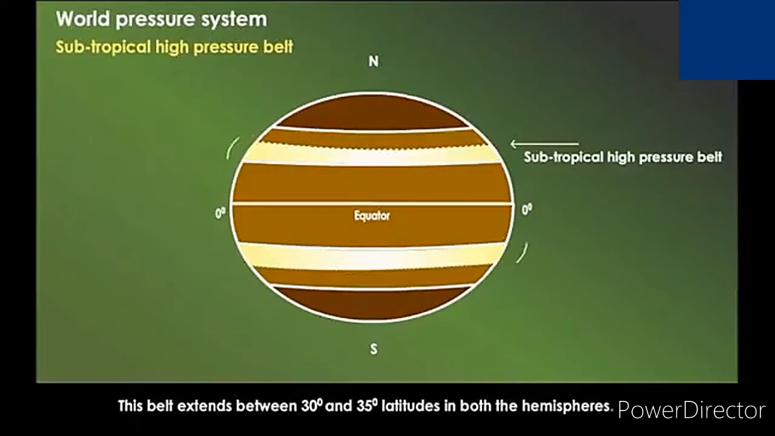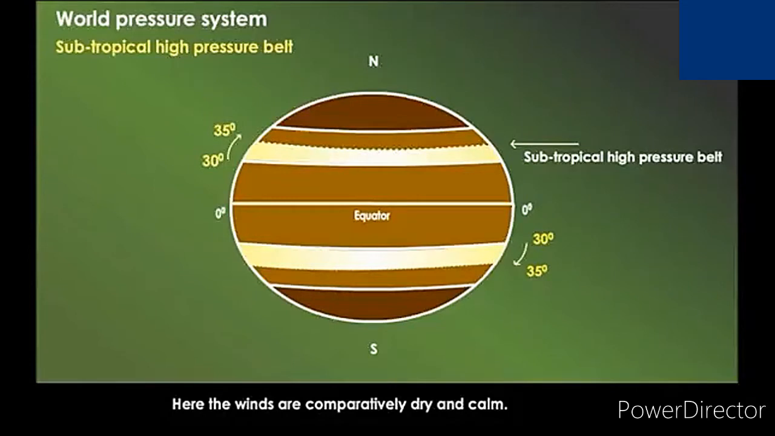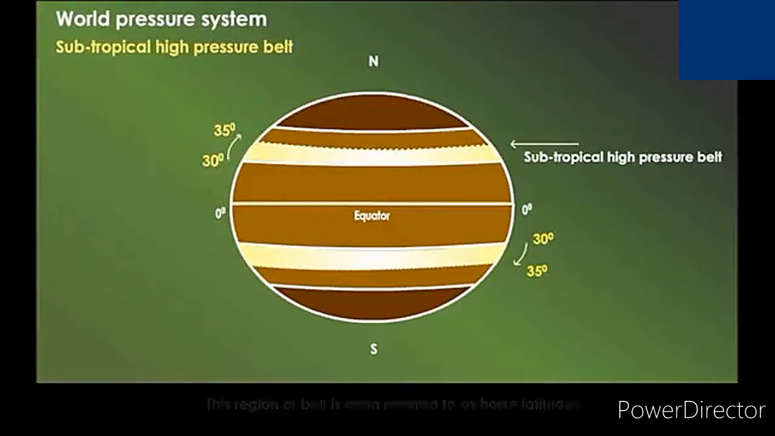The subtropical high pressure belt extends between 30° and 35° latitudes in both the hemispheres. Here the winds are comparatively dry and calm. This is a zone of descending winds and wind divergence. This region or belt is often referred to as the horse latitudes.